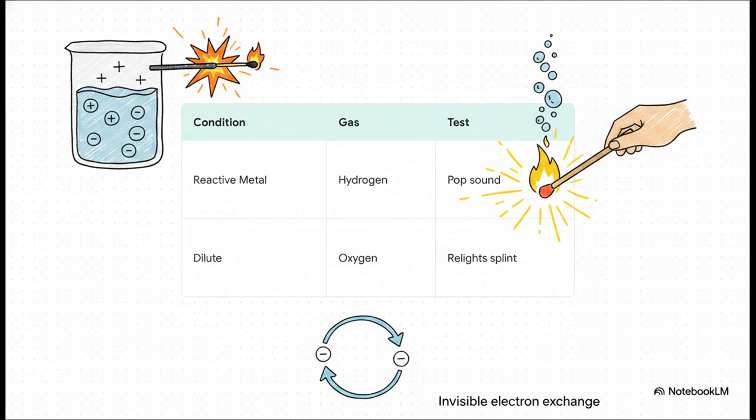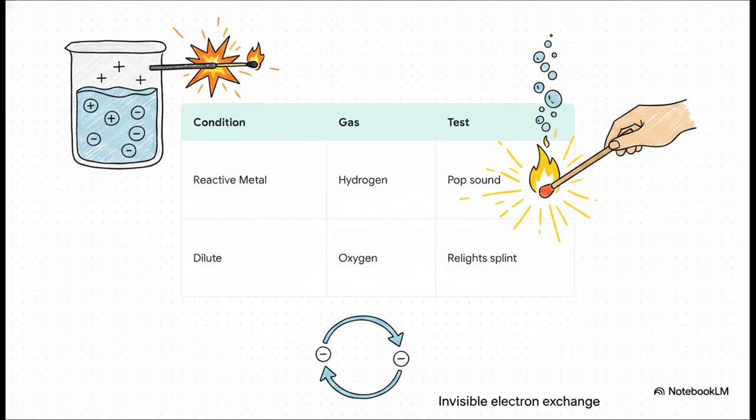If your solution contains highly reactive metal ions, say sodium or potassium, they just hang out and stay in solution. Instead, hydrogen gas is preferentially discharged at the cathode. Now, how do we prove that's happening? You hold a lighted splint to the gas, and you'll hear this fantastic, sharp, distinct pop sound. It's iconic. On the flip side, if the solution is very dilute, or if it contains stubborn ions like sulfate or nitrate, oxygen gas is preferentially discharged over at the anode.